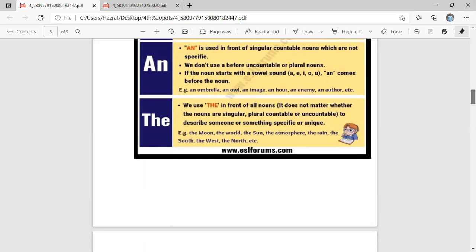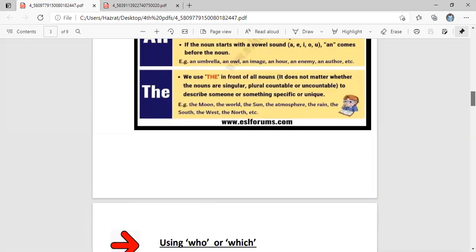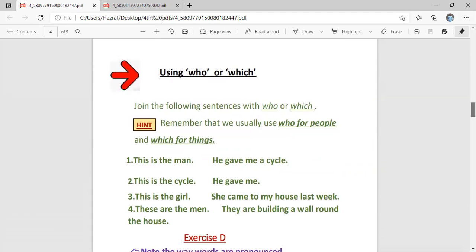And we use the in front of all nouns. It doesn't matter whether the nouns are singular or plural, countable or uncountable, we can use it because it specifies. It describes someone or something specific or unique that has a specific identity. That is why we use the article: the moon, the world, the sun, the atmosphere, the rain, the south, the west, the north. So all these things.